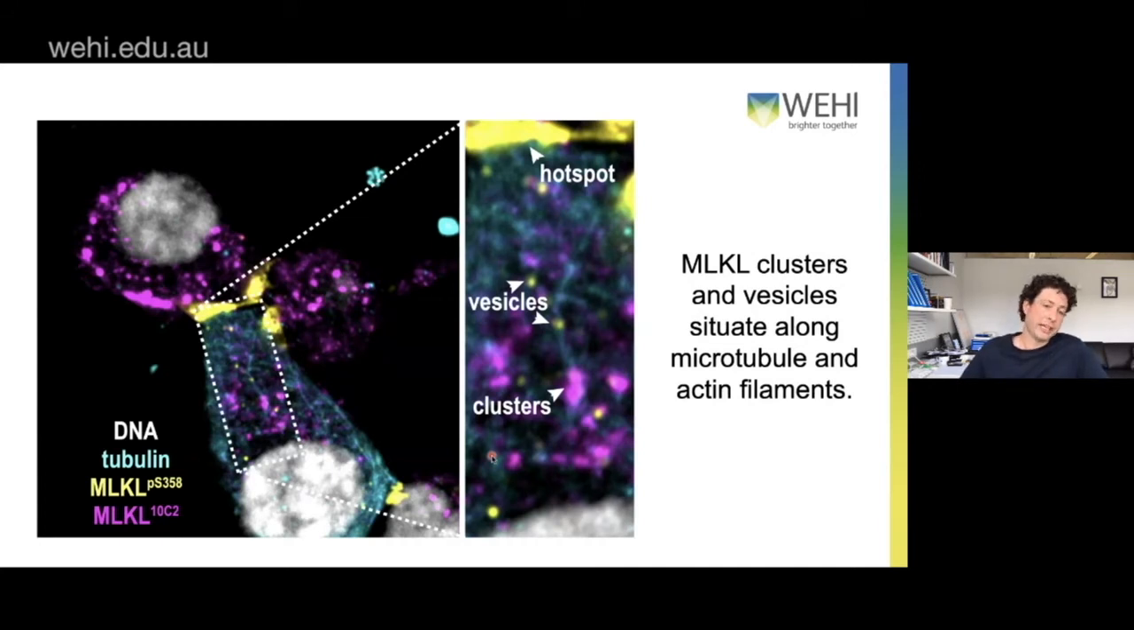And if you immunostain, we profiled where these clusters and these hotspots are residing within the cell, and they do preferentially locate to the actin and microtubule networks. Despite our best efforts, we haven't been able to pin down any association between these clusters and these hotspots to the Golgi, but that's still work in progress. But as you can see here along this microtubule filament, there's these clusters and what appears to be these vesicles of the terminal yellow phosphorylated forms of MLKL en route to this hotspot here.